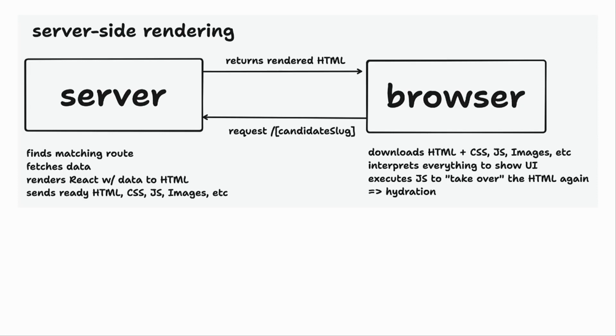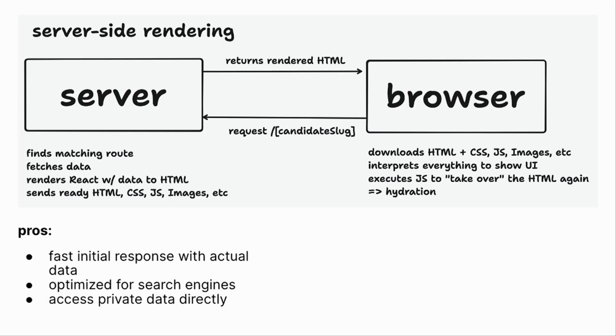The client downloads this, shows the first UI with all the valid data in it, and then it executes the JavaScript to take this HTML over again, and every click which happens afterwards, the React bundle handles again. So if you have a button which has a click handler on the page, if it's hydrated, which means the JavaScript has taken over the page again, React will react to it.